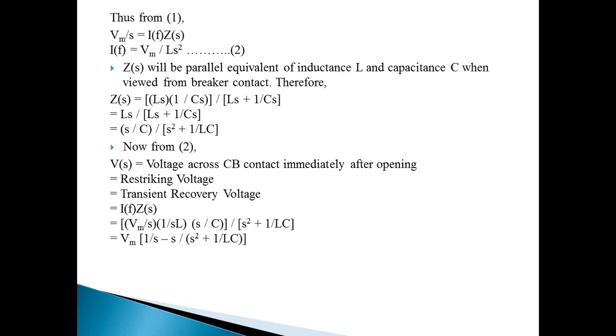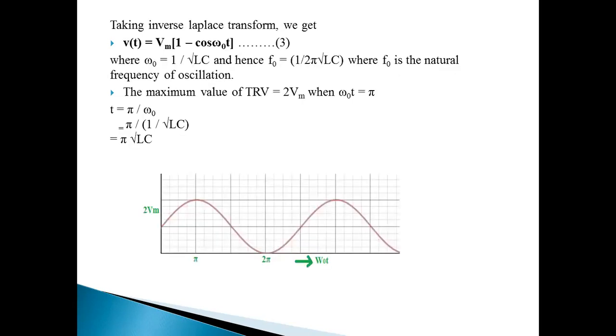For that, we are using the Laplace circuit. We are considering the Laplace circuit, and from that we can obtain this voltage. So this voltage V of t is equal to Vm into 1 minus cos of omega t.